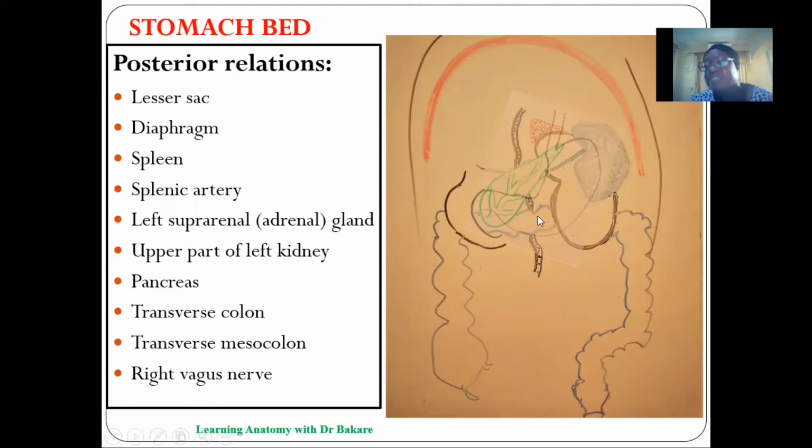Then we have the right vagus nerve. Remember, we said the left vagus nerve forms the anterior relation of the stomach. The right vagus nerve forms the posterior relation of the stomach. This is also justified due to the rotation of the stomach.